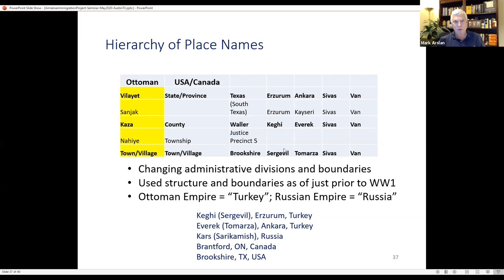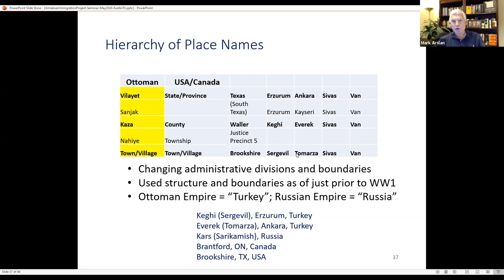In Erzurum, this was the village my grandfather was born in. This was the name of the kaza. It was in the Sanjak of Erzurum, which was in the vilayet of Erzurum, okay? Anybody here from Tomarza or Everek? Okay, and that was another place. That was the name of the town. It was in the Kaza of Everek. It was in the Sanjak of Kayseri, and it was in the vilayet of Ankara.